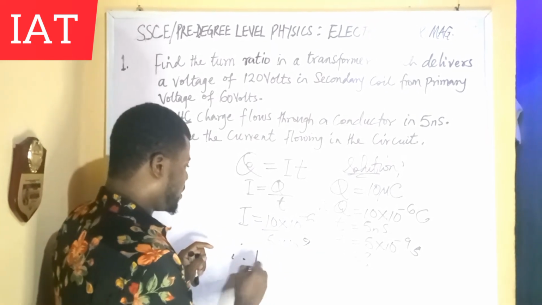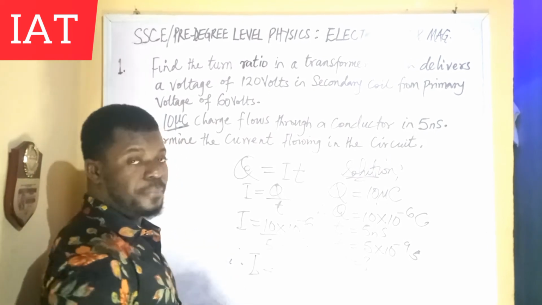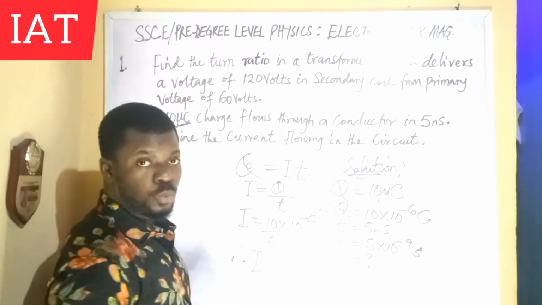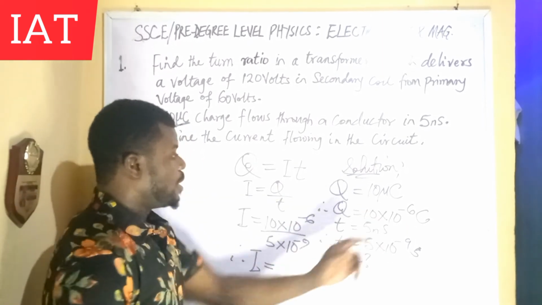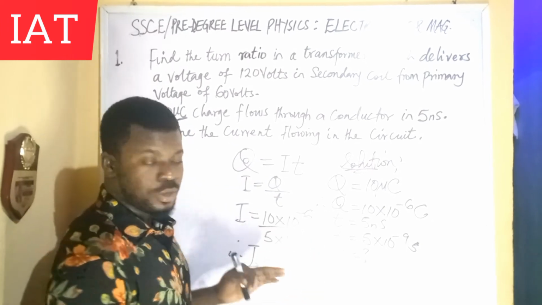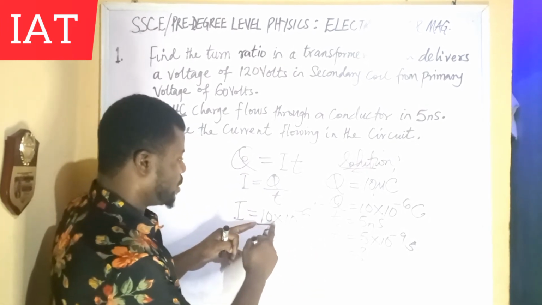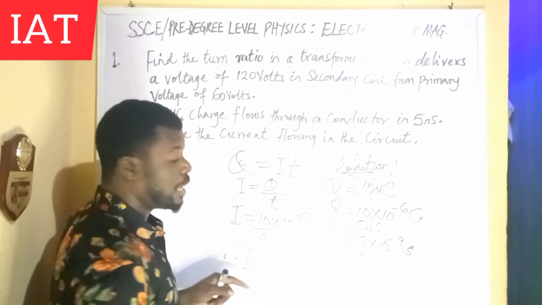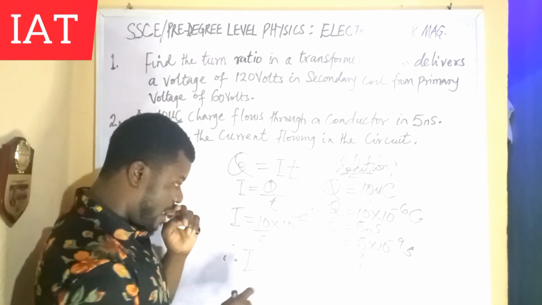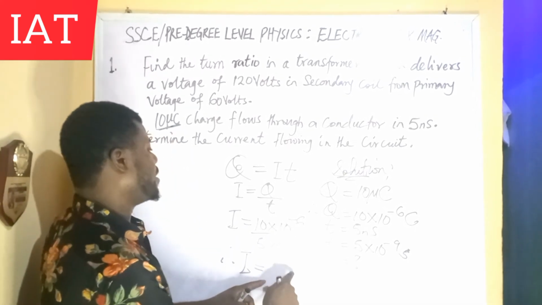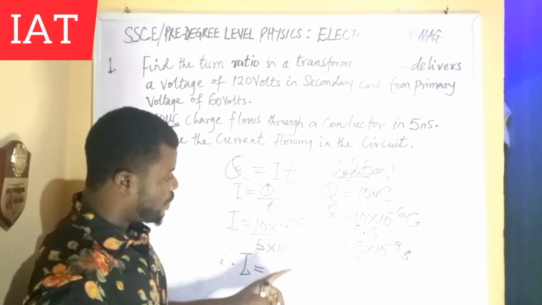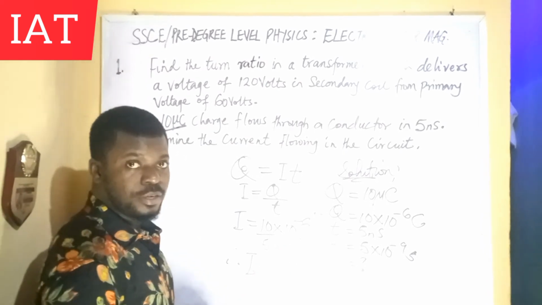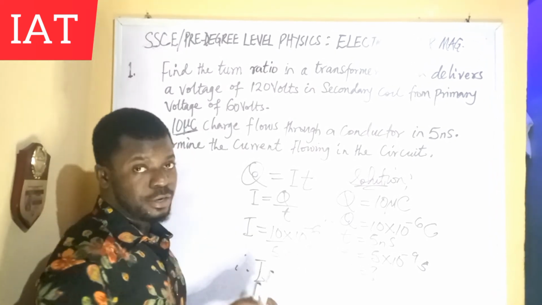Therefore, the current will be equal to... At this point, some students usually have issues when punching this on the calculator. If you have your calculator with you, this is what I want you to do. Instead of punching 10 multiplied by 10 to the power of minus 6 divided by 5 times 10 to the power of minus 9, and pressing equal to, the result you may be having is 2 times 10 to the power of minus 15. I guess that's what you might be having on the screen of the calculator, which might not be correct.